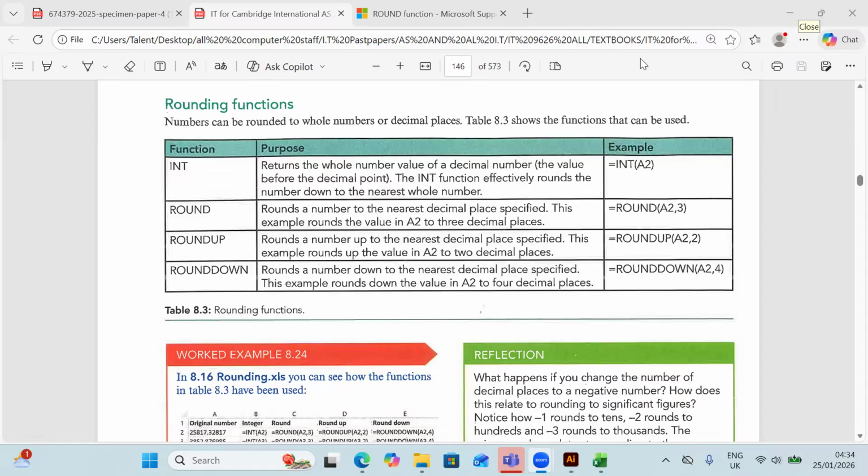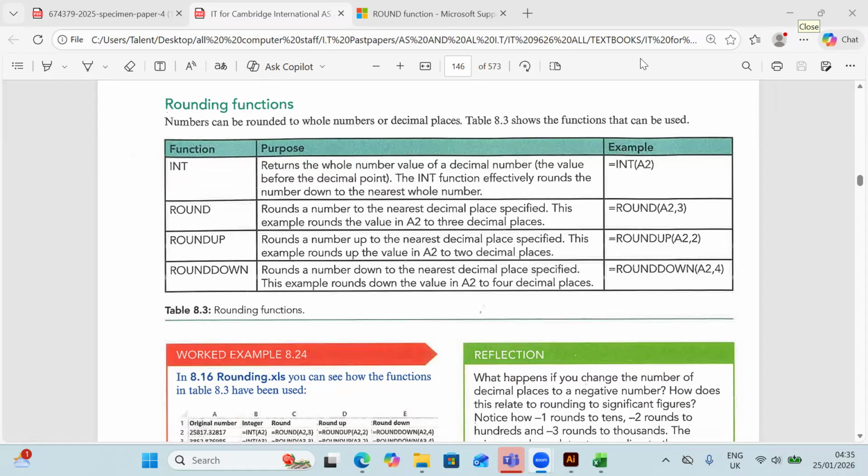Hello and welcome. Today we want to do rounding functions of our IT subject 9626. So we are on page 146. We are going to be looking at int, round, round up, and round down.